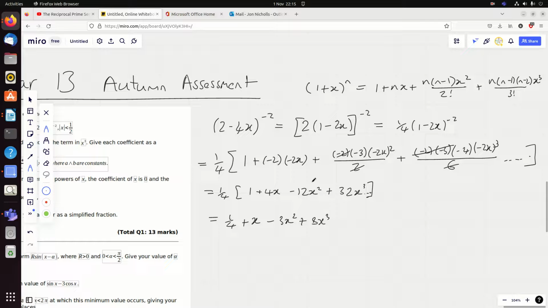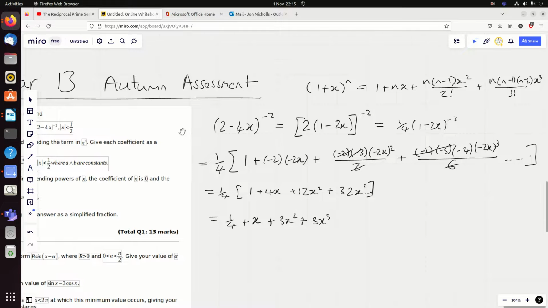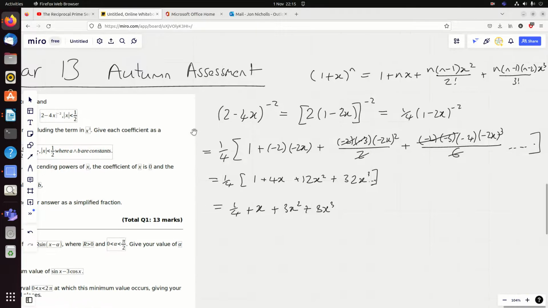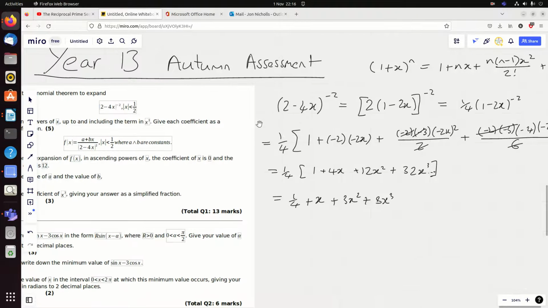Now, always check at the end for any mistakes. I think I've just spotted one here. That minus is going to cancel with that minus, and so that is actually going to be a plus. It's normal to make mistakes when you do a binomial expansion, especially with the sign. I just made one there. That was a genuine mistake, and I looked up and thought, no, hang on. So yeah, watch out for mistakes.